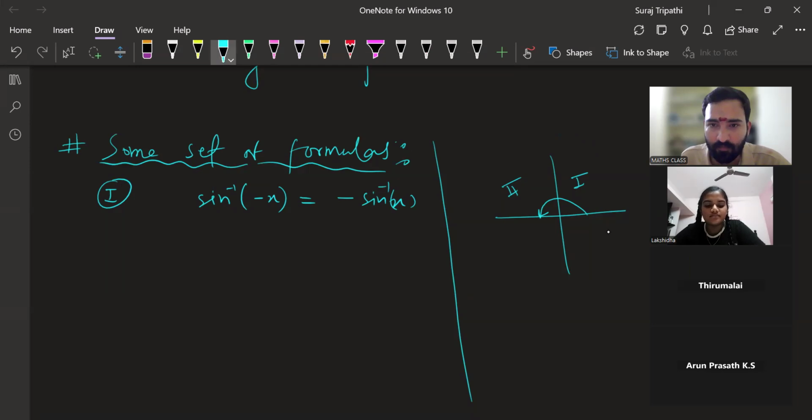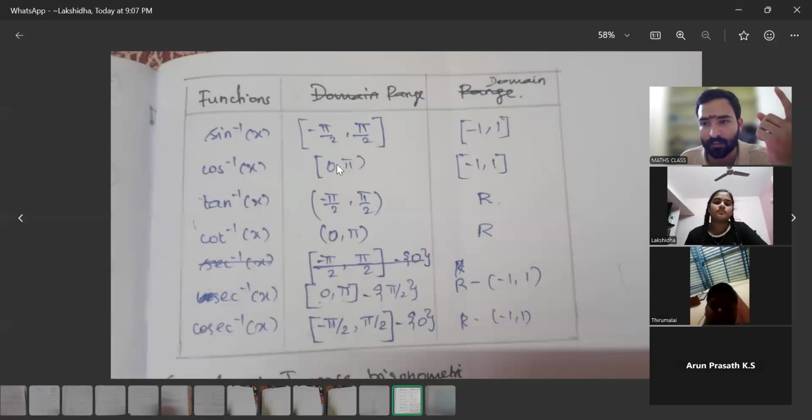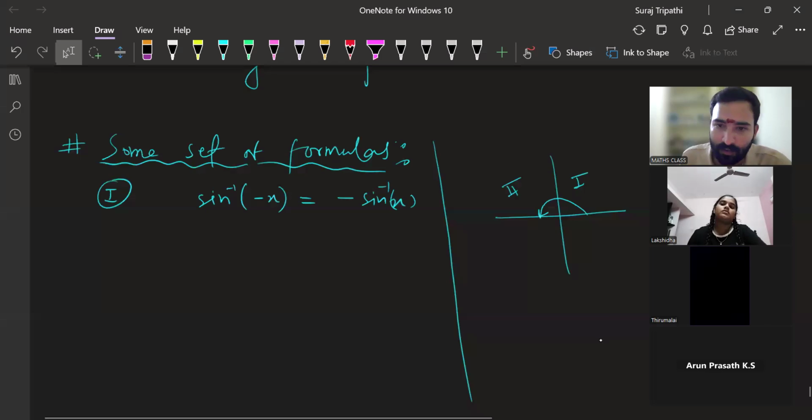So first, let me see once again. Sine -1 to 1, cos -1 to 1, 0 to pi. That means 0 to pi means first quadrant and second quadrant, right? 0 to pi by 2, pi by 2 to pi. So 0 to pi means first and second quadrant, right? Yes, sir. So 0 to pi means first and second quadrant.